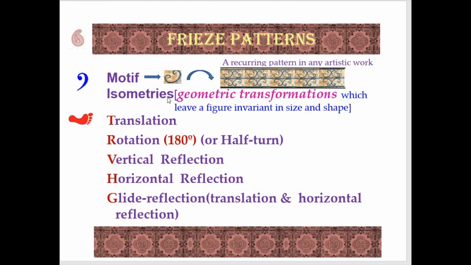Now, what do you mean by an isometry? It's a geometric transformation which leaves a figure invariant in size and shape. So these are the isometries that we are going to consider here: translation, rotation through an angle of 180 degrees, which is also called a half turn, vertical reflection, horizontal reflection, and glide reflection. By that we mean a translation and horizontal reflection, or first horizontal reflection and then translation. Here the order can be changed. That doesn't matter. So that's called glide reflection.